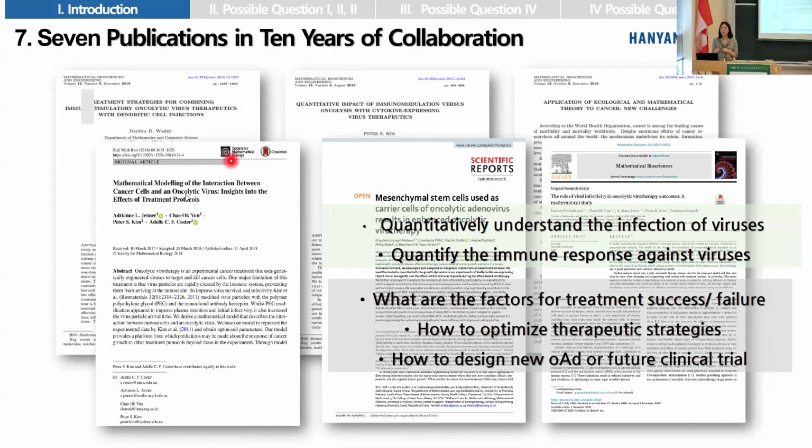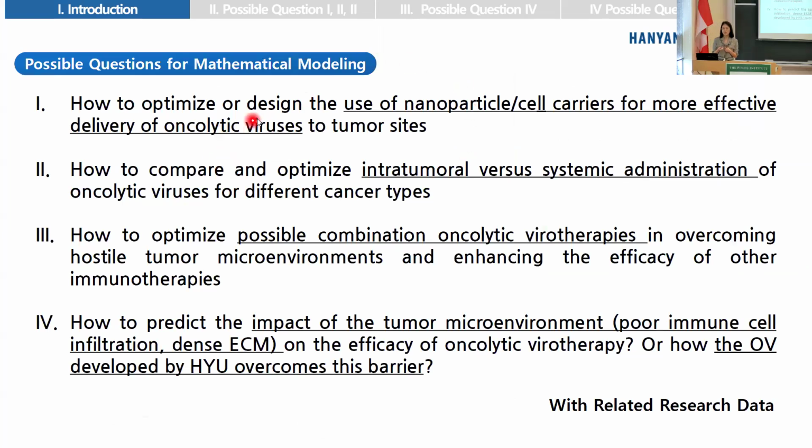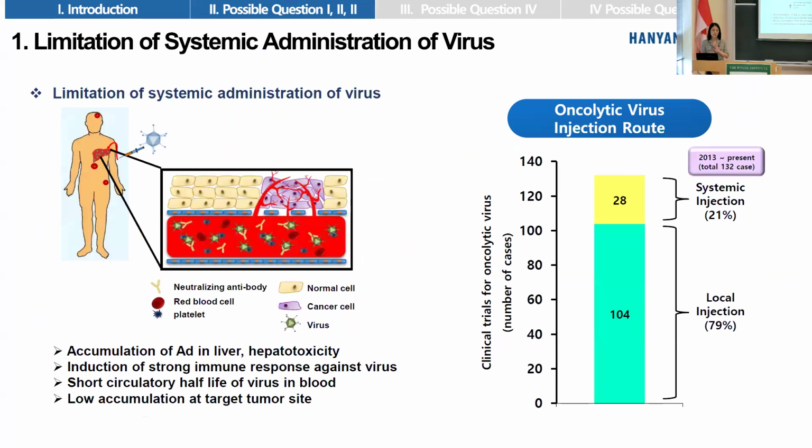So these are all about the oncolytic adenovirus infection and the immune response against the virus, and also the systemic delivery of virus. I hope we can continue the collaboration through this meeting. In this regard, I would suggest possible questions for mathematical modeling, and I will also provide some related data for my presentation. This is part 1, about the systemic delivery of oncolytic virus.